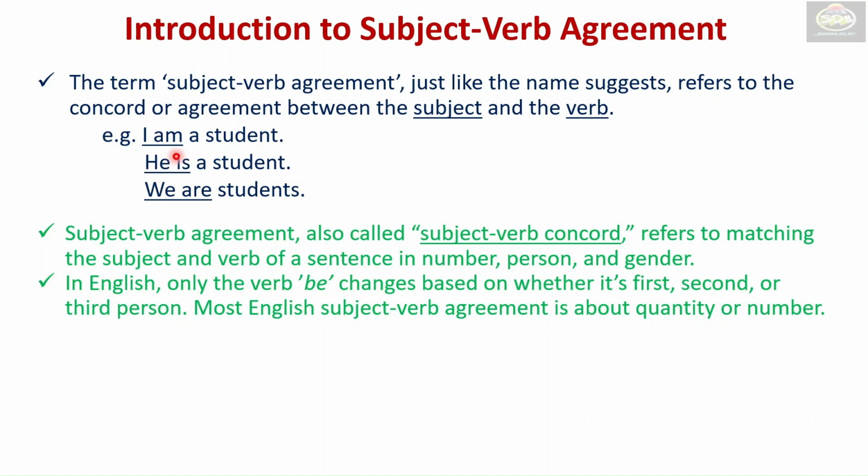We use am with only one subject, that is I. This is the example of using subject-verb agreement on the basis of person. With the first person singular pronoun, we have to use am. And with third person singular pronouns he, she and it, we use is. In this way, be verb is the only verb which is used according to the person of the subject.